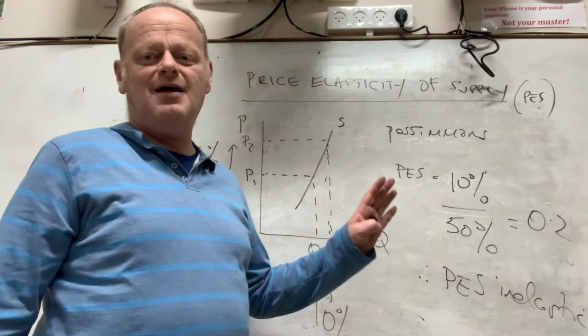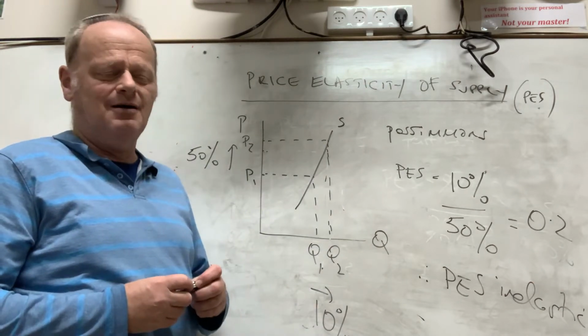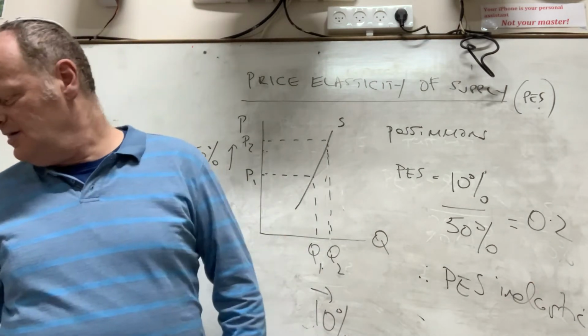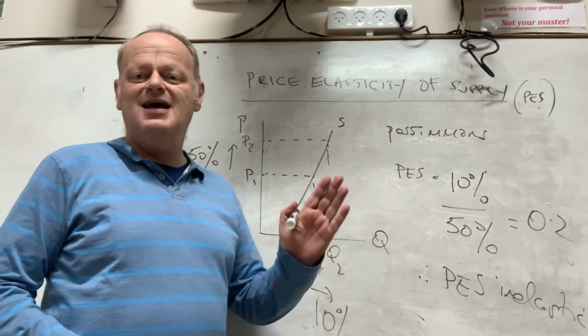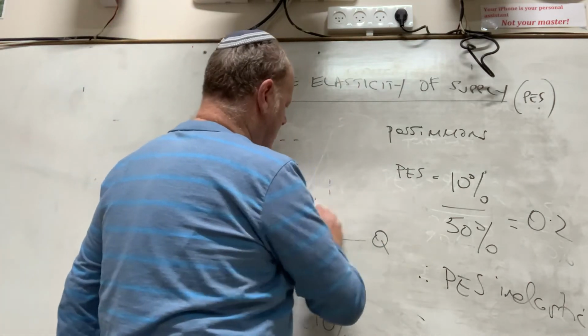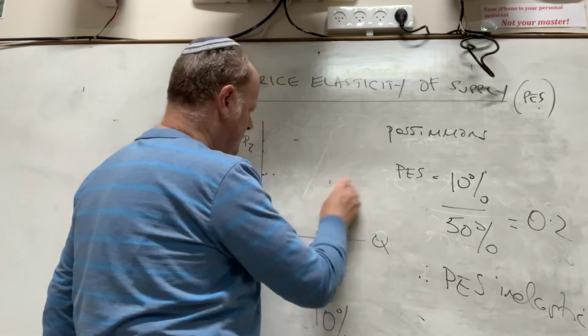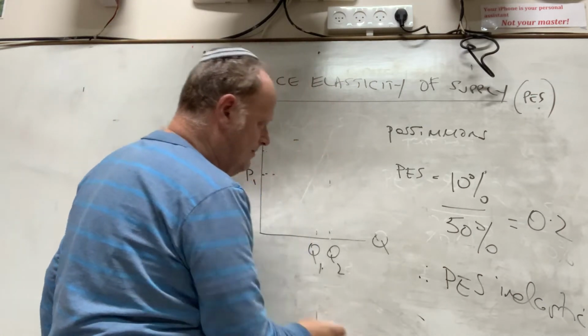Are we happy about that so far? Now, let's have a look at another product. Clean the board. And we'll pick something which is price elastic in supply. Now, a quick rule.